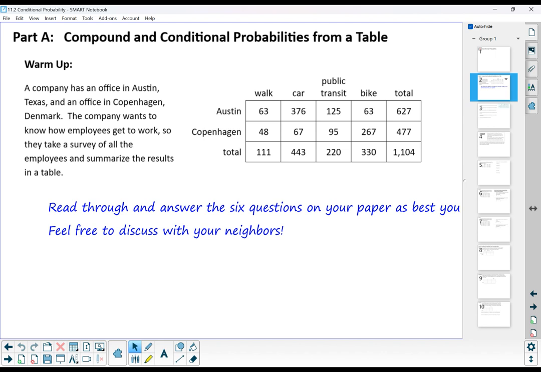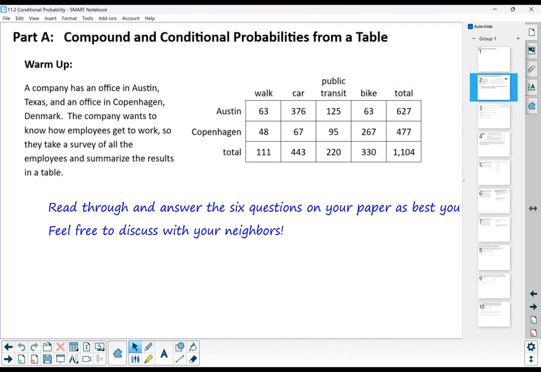So our first set of data is about a company that has an office in Austin, Texas, and an office in Copenhagen, Denmark. The company wants to know about how their employees are getting to work, so they take a survey of all their employees, and they've summarized the results in this table. So you can see some of them walk, some take a car, public transportation, or bike.